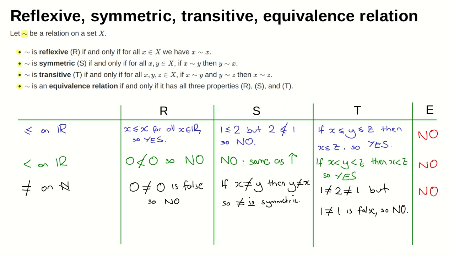Alright then, final example. Let's look at a congruence example. So we're going to take the relation of congruence mod 2, and that's a relation on the set of integers. And you'll remember that we say that two integers x and y are congruent mod 2, and we write x ≡ y mod 2 like this, if and only if x minus y is divisible by 2, so x minus y is even.